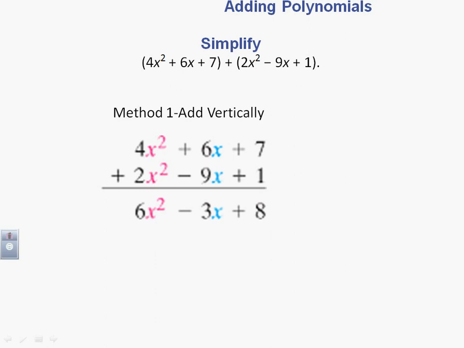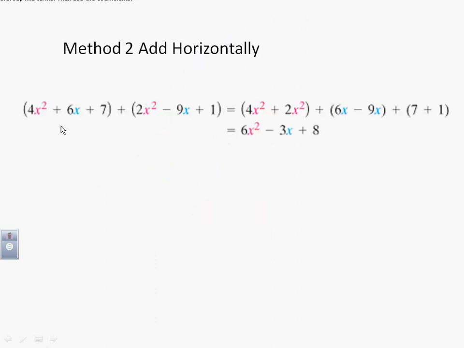Okay, moving on. So you can also add horizontally. What they did here is they took the x squared terms and moved them together and put parentheses. Then they took the x terms and put them together in parentheses. Then they took the constant term and ended up with the same answer. So that's called the horizontal method, which I think is a little more confusing.